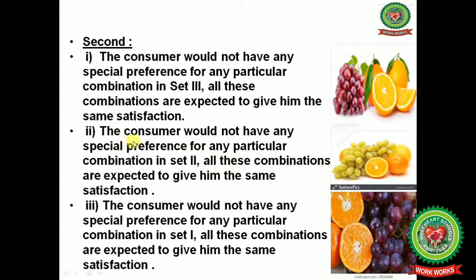Second point is, the consumer would not have any special preference for any particular combination in set 2. All these combinations in set 2 are expected to give him the same level of satisfaction.